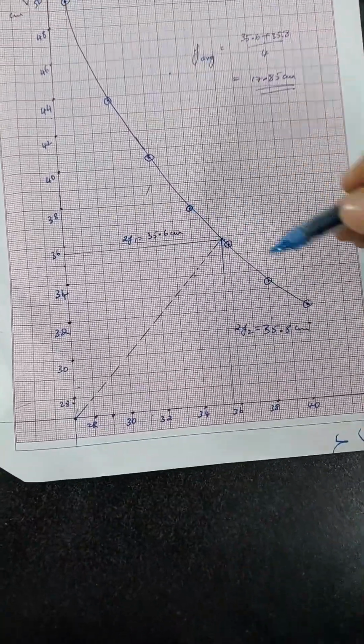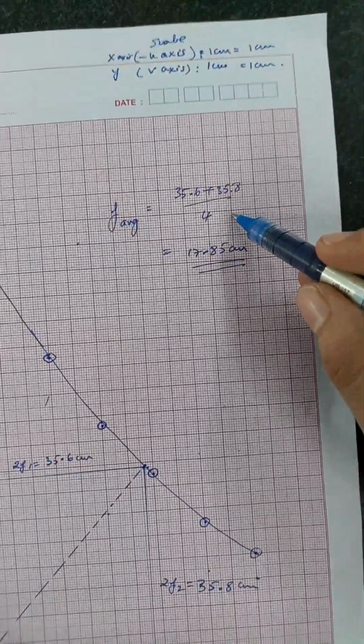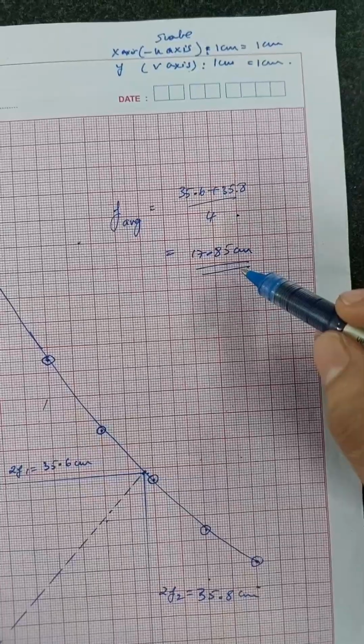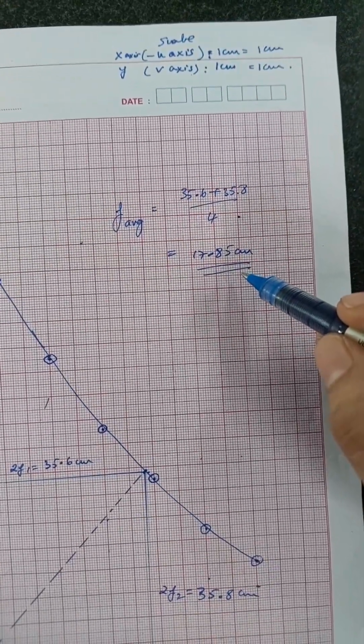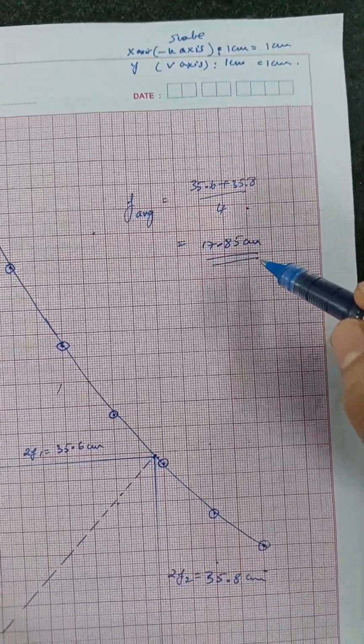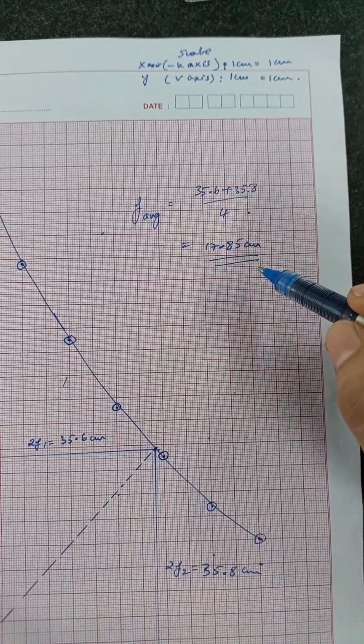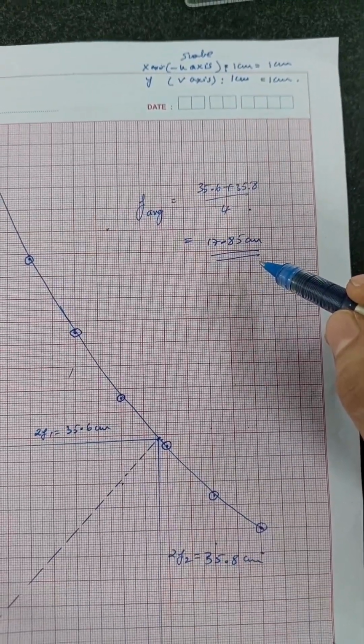I'll take the average of both of these using this formula. So I got the f average to be around 17.85 centimeter, which is close to our focal length. So the result of our experiment is that the focal length is 17.85 centimeter.